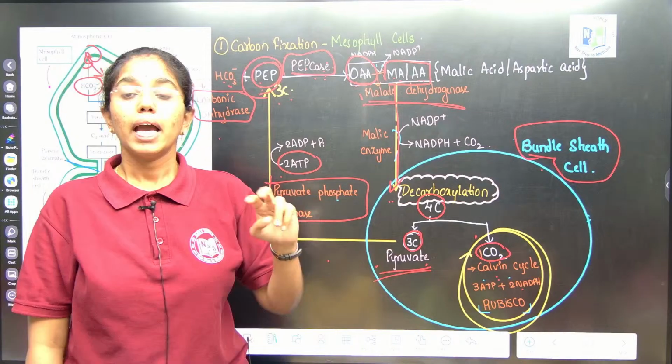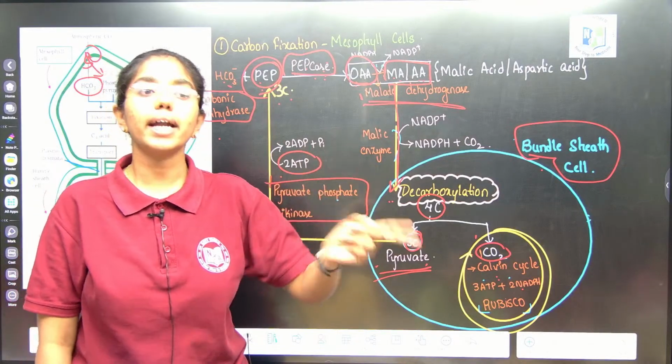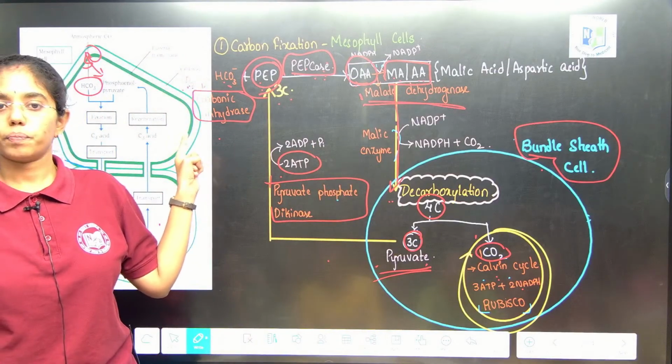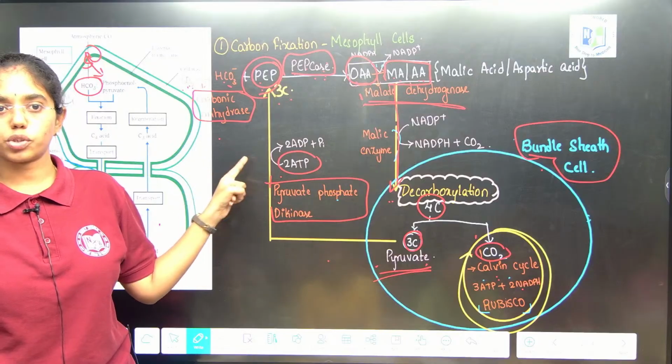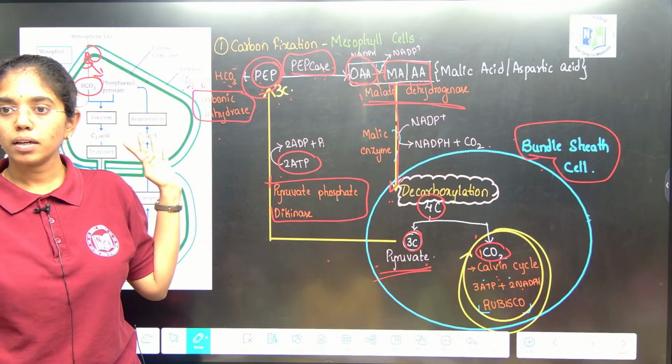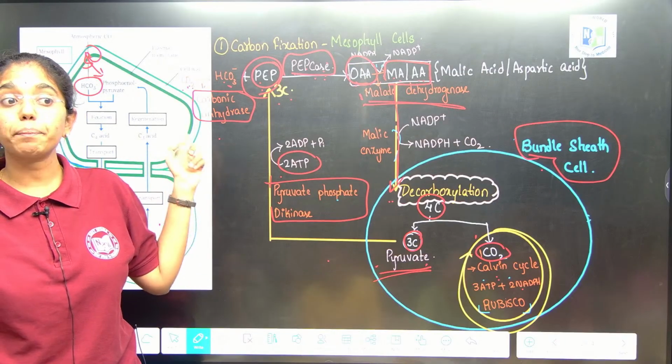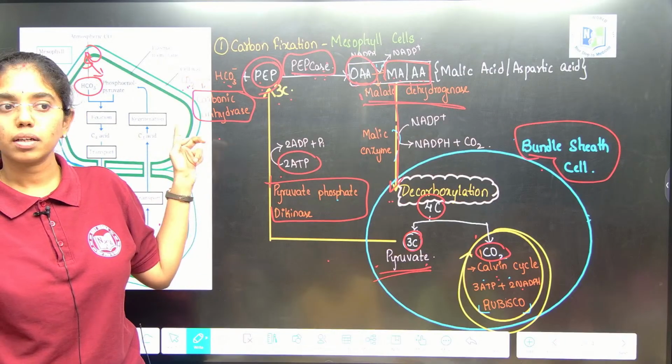If in your question, how many extra ATP are required in C4 cycle, your answer should be 2 ATP. 2 ATP in extra. Understood everyone? How many needs a repetition? Repetition of C4 cycle.